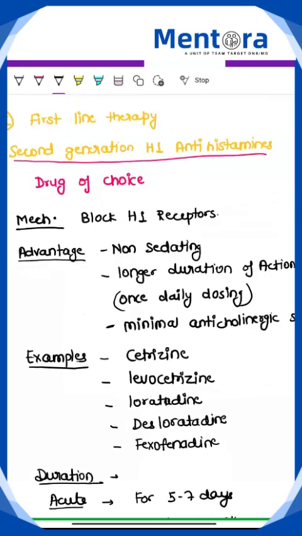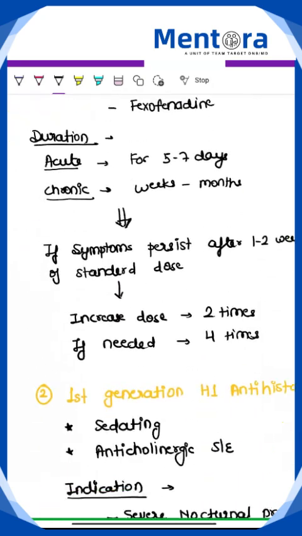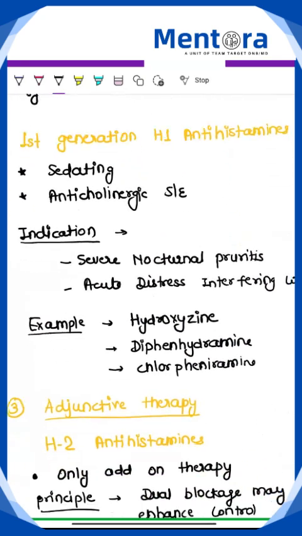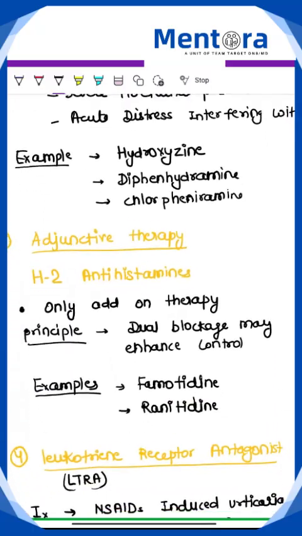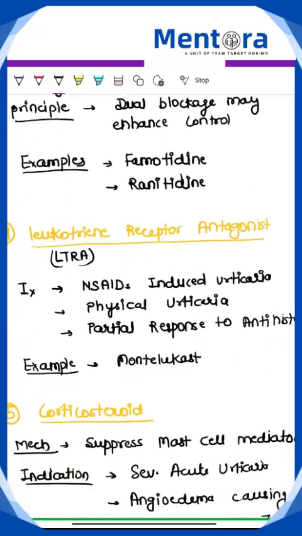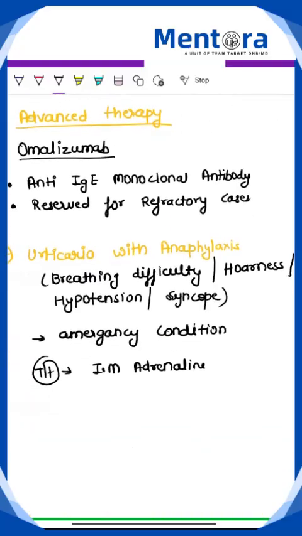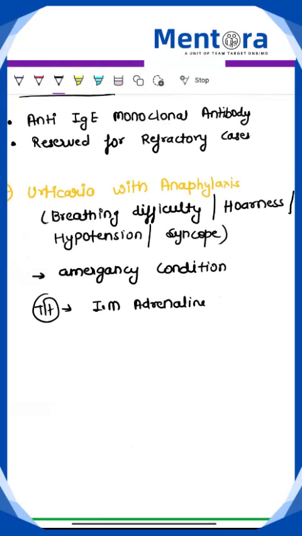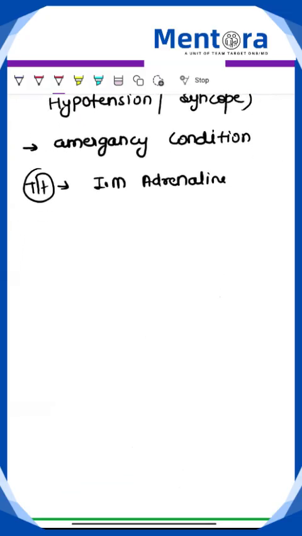First line therapy, second generation H1 antihistaminics. We can add first generation H1, then H2 antihistaminic, leukotriene receptor antagonist, corticosteroid, omalizumab, and the condition with anaphylaxis. Next question.